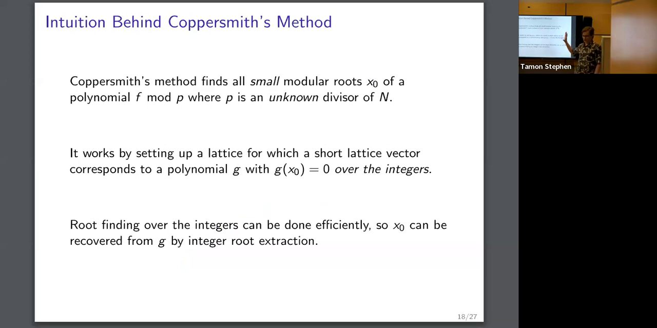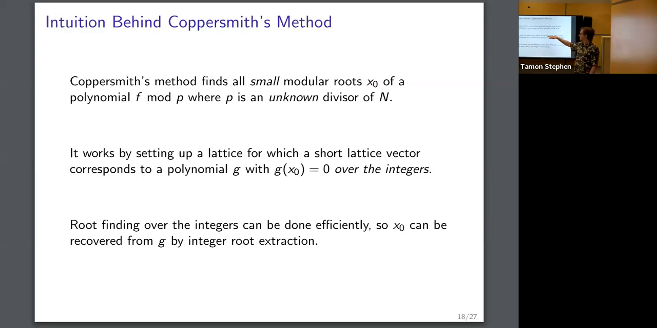Here's the intuition, the one slide summary of Coppersmith. Given a polynomial f, Coppersmith finds all small modular roots of f modulo a prime p, where p is actually unknown. This is what makes the problem difficult. p is unknown. You know a multiple of p: we know n, which is a multiple of p. But it actually finds roots mod p, which is surprising, right? If you knew p, this would be easy.